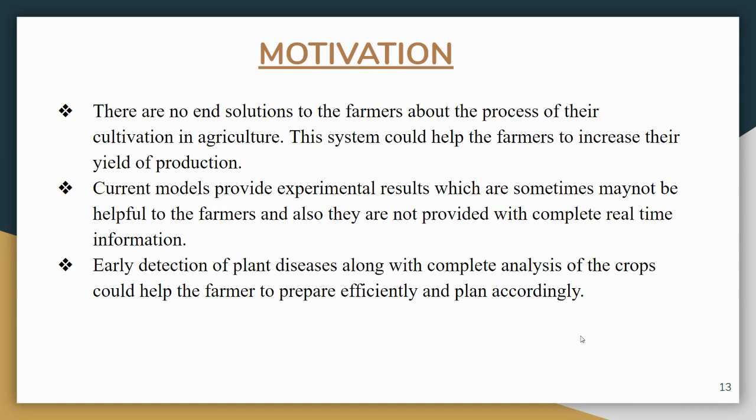Next comes the motivation of this paper. The motivation comes from the fact that there are no end solutions provided to the farmers about the process of their cultivation in agriculture. Mostly they rely on their previous experience as well as very little knowledge of effective measures to take in case of any problems for productivity. The current models which are introduced basically provide experimental results and do not provide complete real-time information.